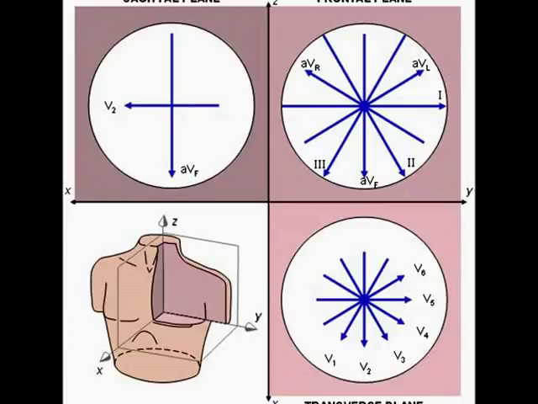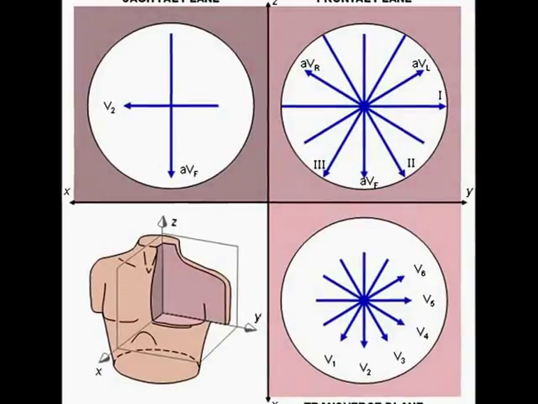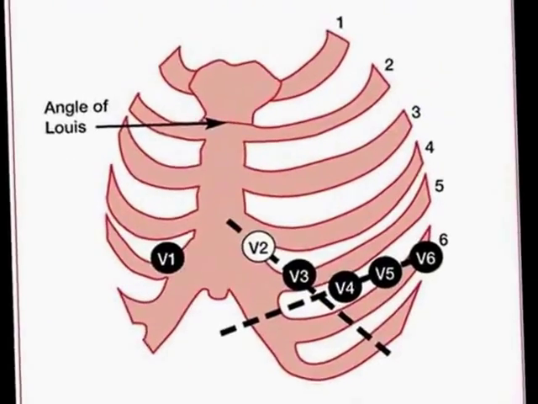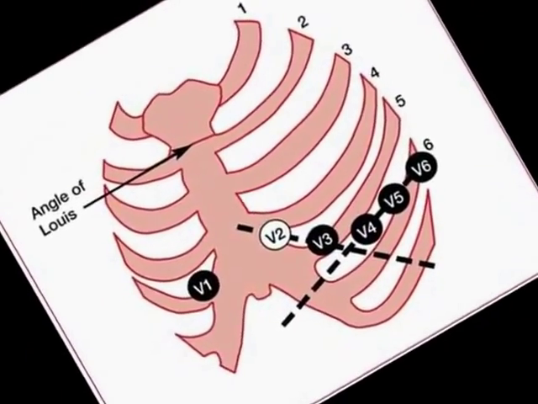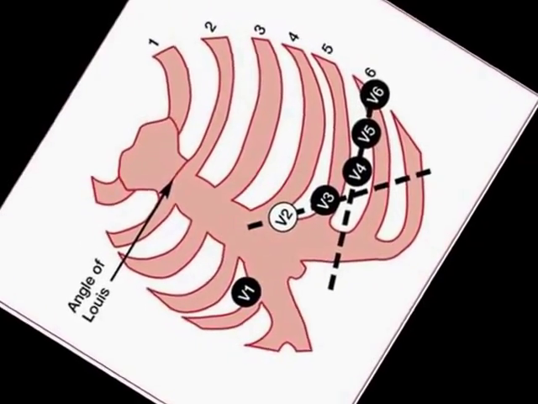V1 is going to be located at the right side of the sternum on the 4th intercostal space. You're going to place this lead on the right side of the sternum on the 4th intercostal space, and it views the septum of the heart. V2 also views the septum of the heart, however, it's going to be placed on the left side of the sternum, 4th intercostal space. V3 is going to be located midway between V2 and V4, and it views the anterior surface of the left ventricle. V4 is going to be placed at the left midclavicular line, 5th intercostal space, and also looks at the anterior surface of the left ventricle.